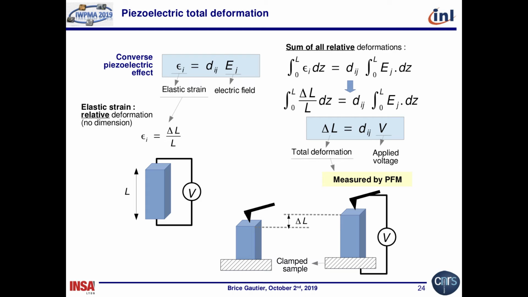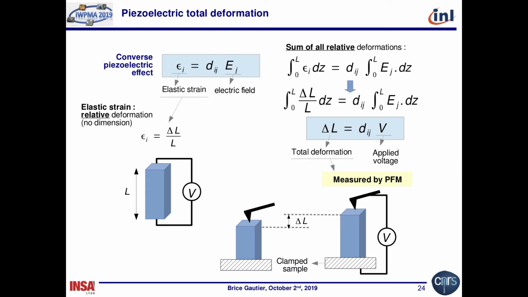So remember that you have a relationship between the elastic strain and the applied electric field through the piezoelectric tensor there. And this is the relative deformation. So if you want to get the total deformation of your sample, you have to make the integral, you have to add all the contributions of the deformation along the z-axis. So you make this integral to have the total deformation of your sample.